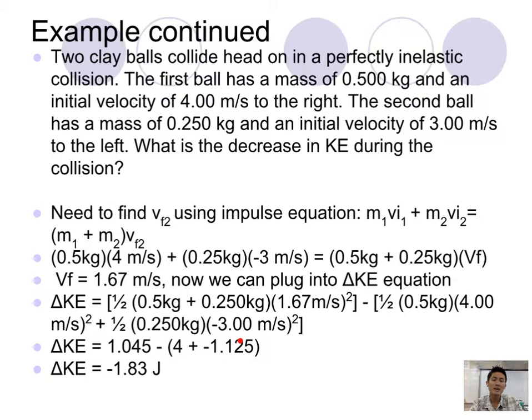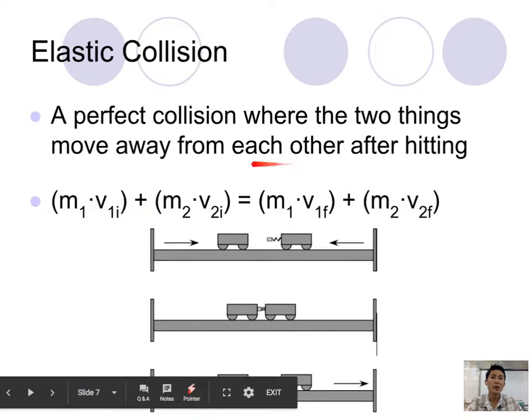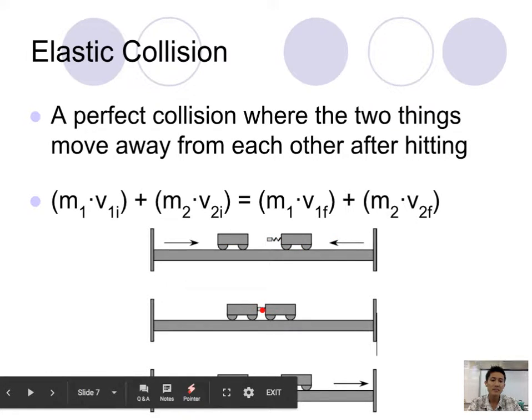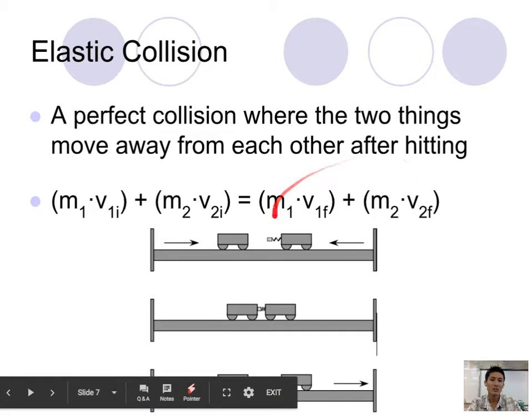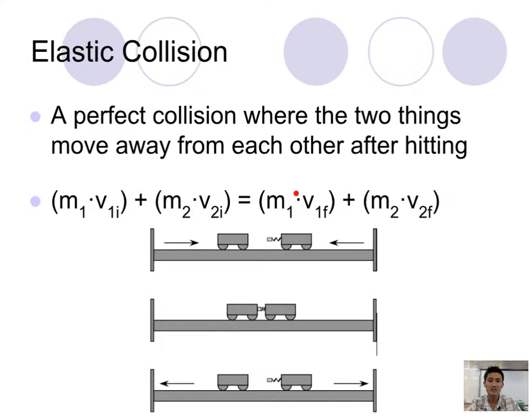The other type of collision we have, besides inelastic, is elastic collisions. An elastic collision is where two things move away from each other after the collision. So let's say there's a little spring on a cart, they're both moving at each other and they collide, but because there's a spring, they move away from each other in opposite directions. In this case, notice the only difference is that our masses are not combined and we're going to have two different final velocities after this collision.